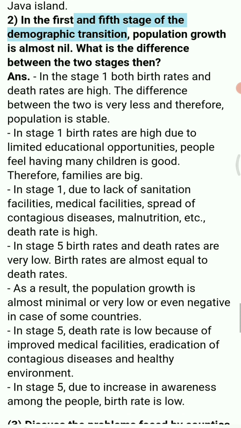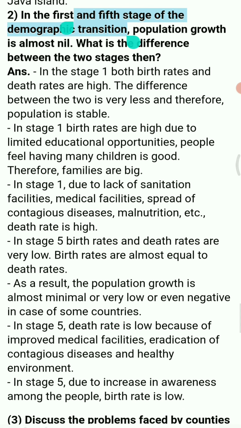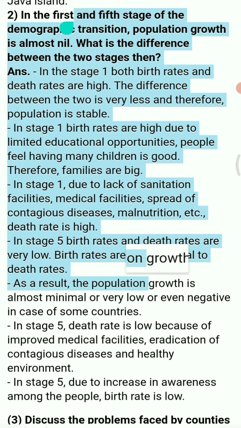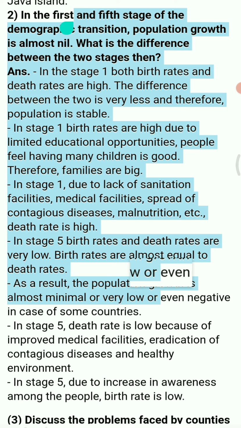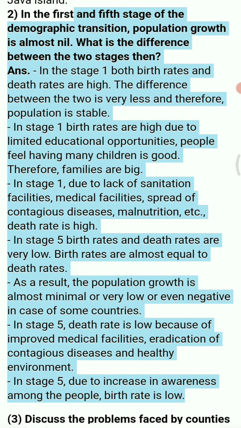Now the next answer in detail is, in the first and fifth stage of demographic transition, population growth is almost nil. What is the difference between the two stages then? So you are required to write the answer for this. Now in the stage 1, both birth rate and death rate are high. The difference between the two is less, and therefore the population is stable. So this is about the first stage.